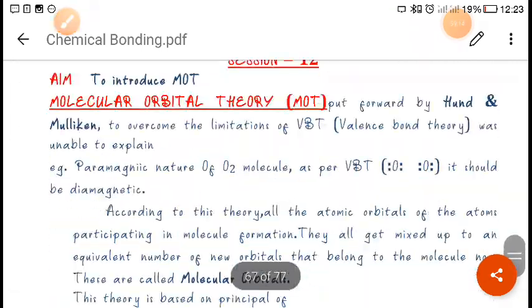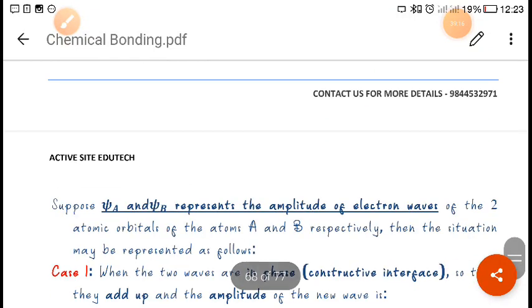So now in the next class we will see the conditions for the combination of atomic orbitals, or we can say the formation of molecular orbitals. Okay, and we will see the energy of the molecular orbital, or how to draw the molecular orbital diagram. We will see this. Okay, so I hope you have understood today's class, so keep up with this. Now in the next class we will discuss how to draw the molecular orbital diagram. Okay, and till then, thank you.